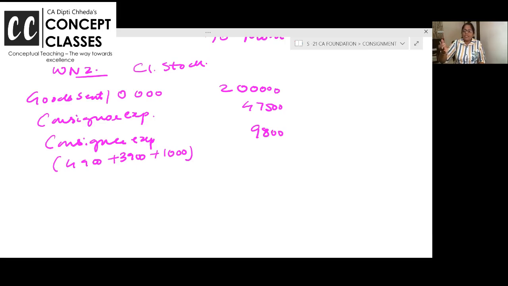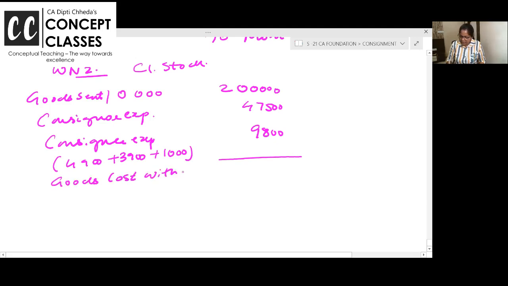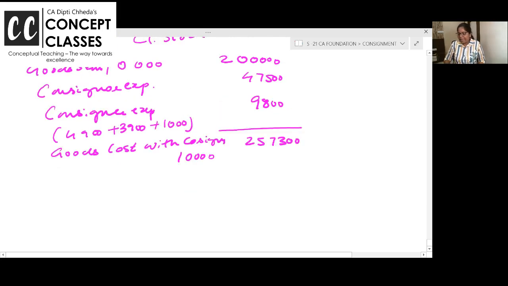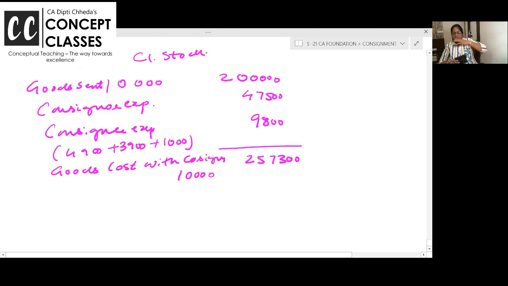You know why this problem is logically also nice and otherwise also easy? No goods are lost in transit. इससे तो पहले वाला typical था where goods were lost in transit. So what is the total closing stock? Goods cost with consignee 10,000 units plus all this addition 257,300 and 10,000 units. Anyone in the class is having doubt? 10,000 units are sold at 2 lakh. Consignor's expenses are clear. Consignee's expense.